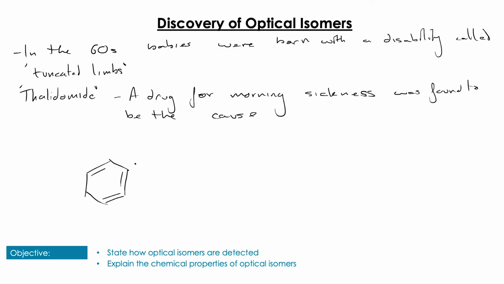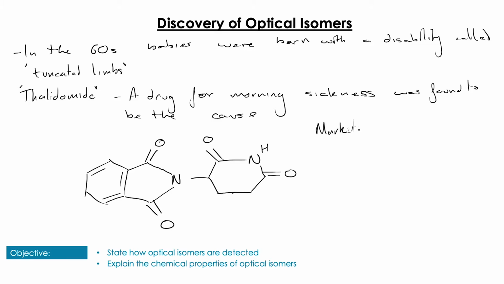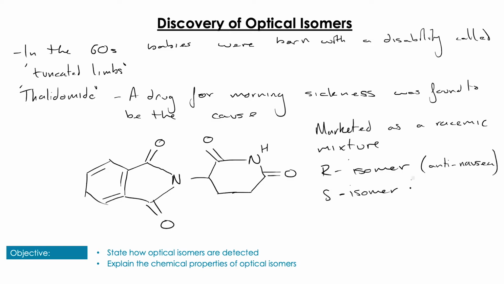And in a cruel twist of fate, this was marketed as a racemic mixture because nothing was known about the different types of isomer that could be formed. One of the isomers, the R isomer, was completely fine, treated morning sickness and had no effects on unborn children. And the S isomer, unfortunately, had the effect of causing these genetic deformations.